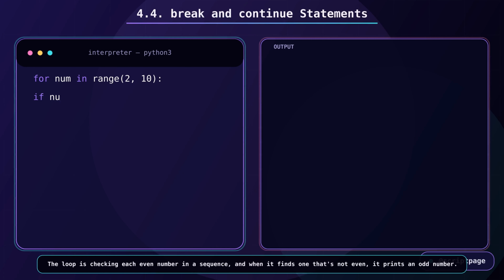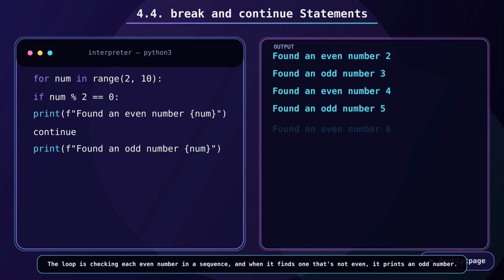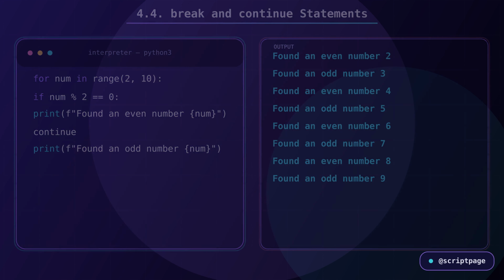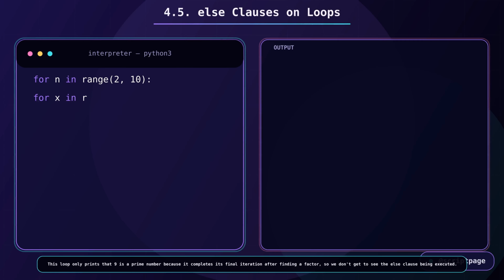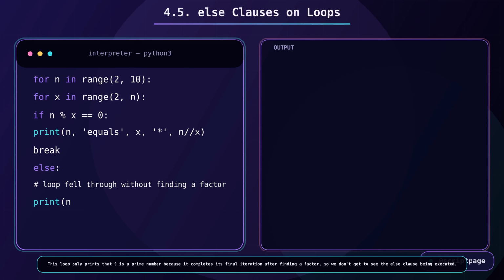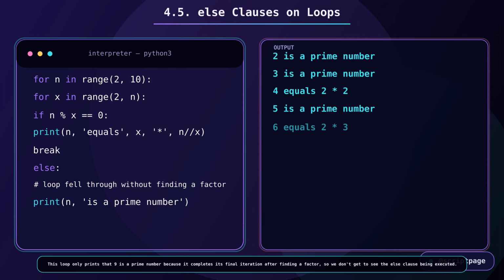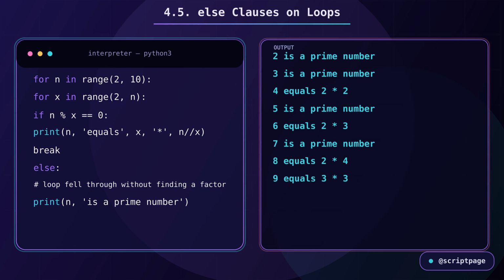The loop is checking each even number in a sequence, and when it finds one that's not even, it prints an odd number. This loop only prints that 9 is a prime number because it completes its final iteration after finding a factor, so we don't get to see the else clause being executed.